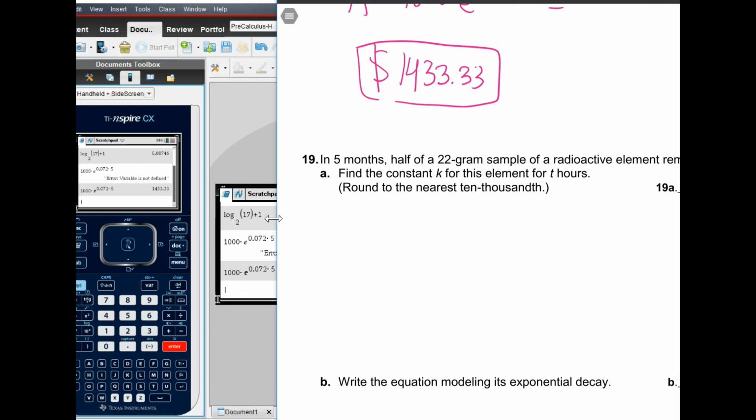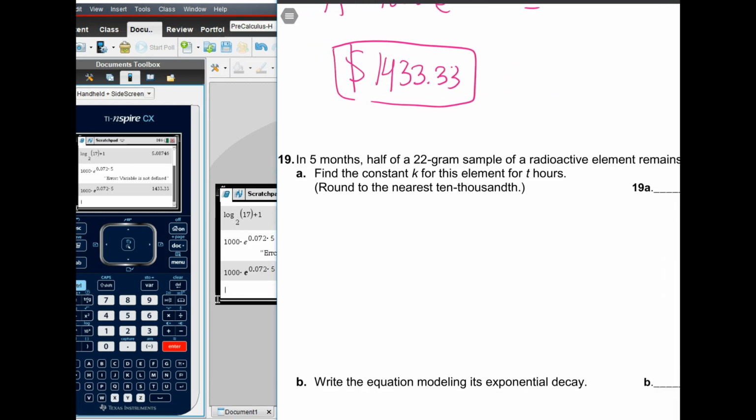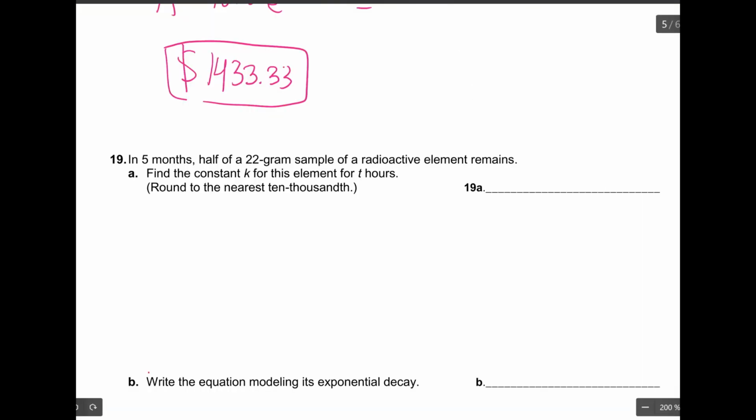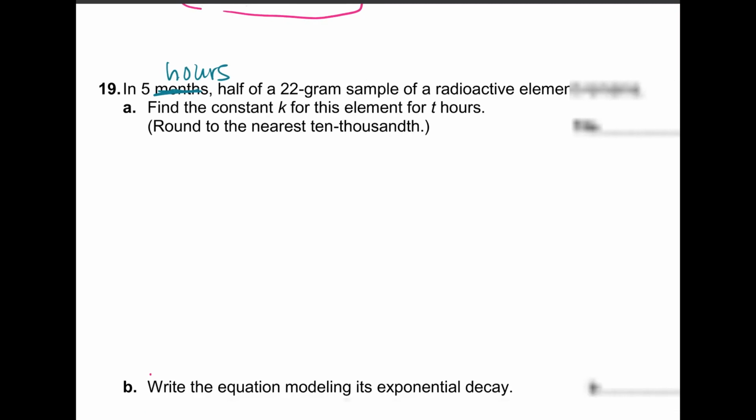In 5 hours, half of a 22-gram sample of radioactive element remains. Find the constant k for this element for t hours. Okay, so we want it in hours. Ooh, tricky. After some consideration, I decided I would not do this to you because that's horrid. I'm going to make this be hours. That way I have the same time unit. Don't have to make you convert between because that would be mean.